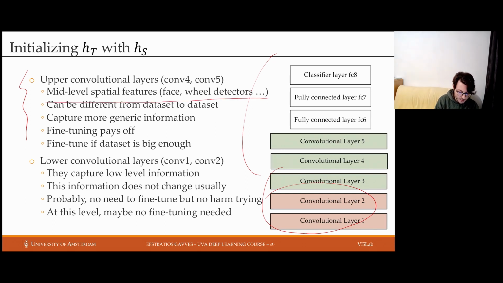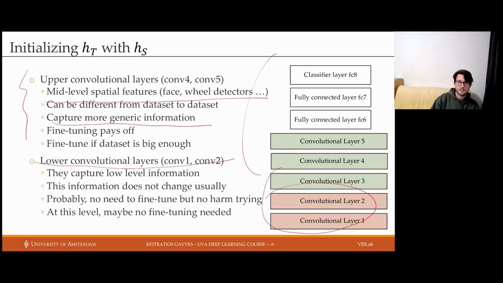Otherwise, these mid-level spatial features like faces and wheel detectors are probably pretty reusable for different data sets. These mid-level spatial features capture more generic information, and fine-tuning can pay off if we have enough data. Otherwise, it's not really going to give you much. Lower convolutional layers like Conv1 and Conv2 capture such specific information like edges or circles or corners that these features, one way or the other, are always going to be reused. It's not going to give you much to fine-tune.